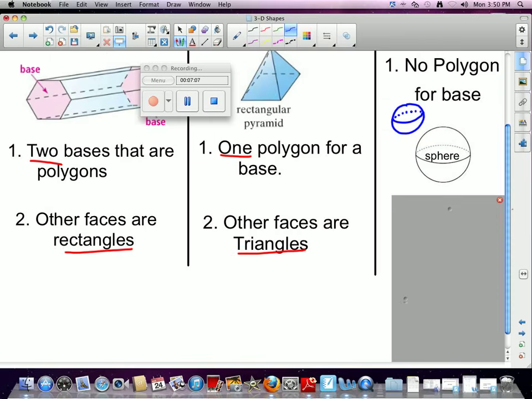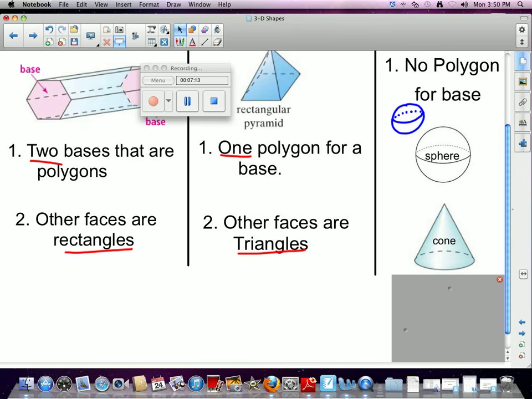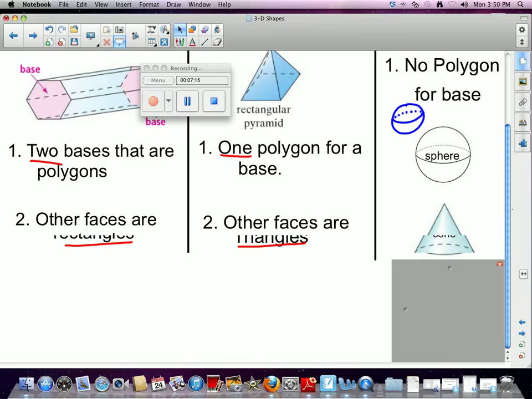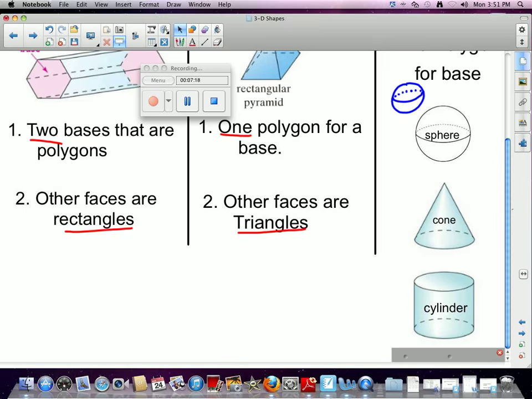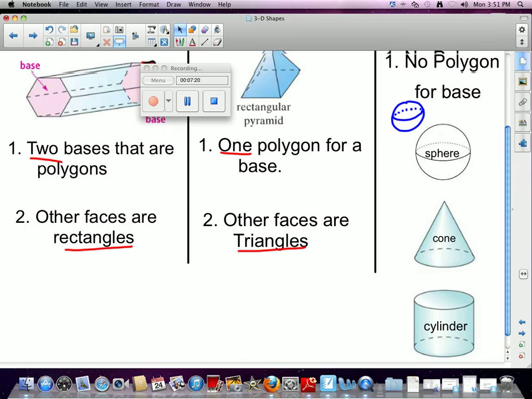Another one would be a cone. And the last one would be a cylinder. Because they have circles in them, they do not have a polygon at all for a base. So then they're just in another category. They're not a prism or a pyramid.